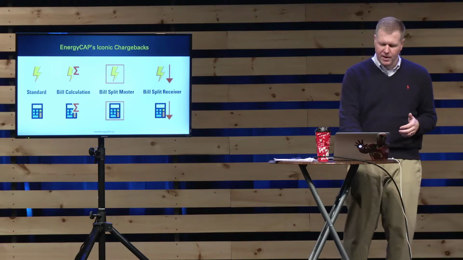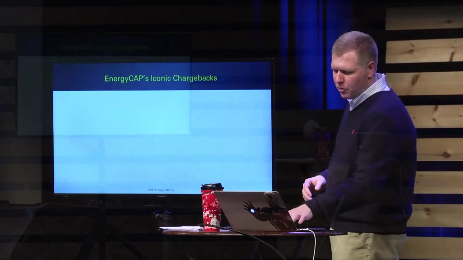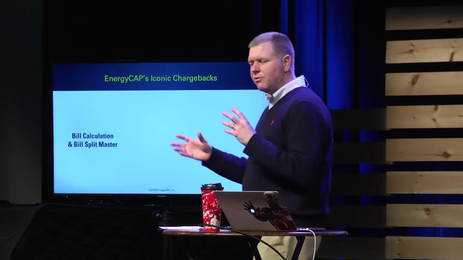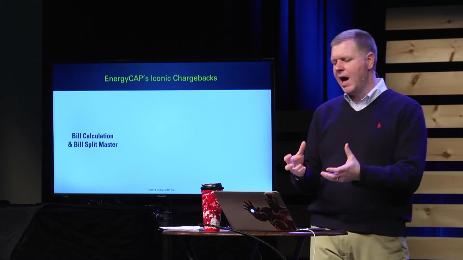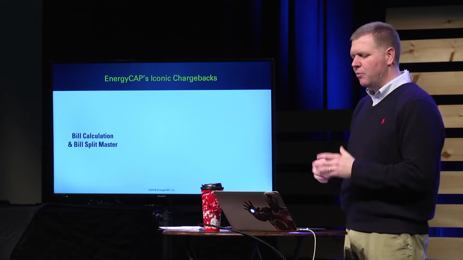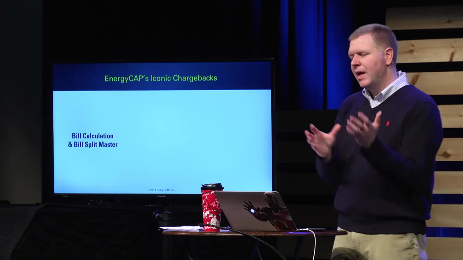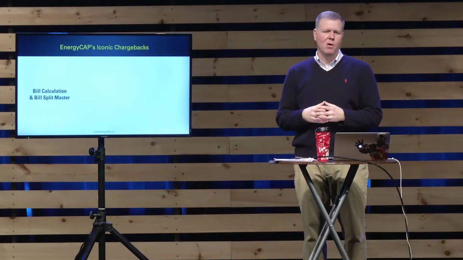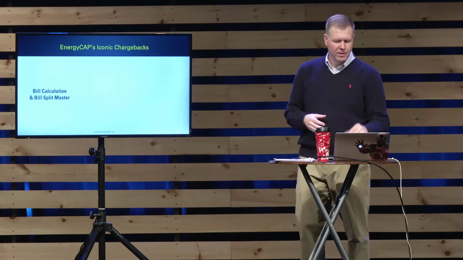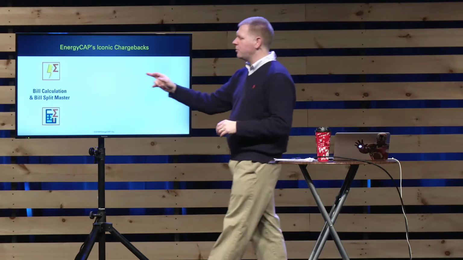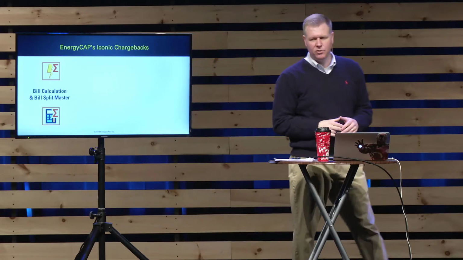Okay, so I'm going to see how awake we are today. I'm going to do a little Q&A. These things can be mixed and matched. It's not just one of those three. We show all the statuses. So if we had a meter or an account that was part of a bill calculation and it was also a bill split master, what would we expect to see? That's exactly right. We would see both the sigma to indicate that it's a bill calculation and the box around it to indicate that it is a bill split master.